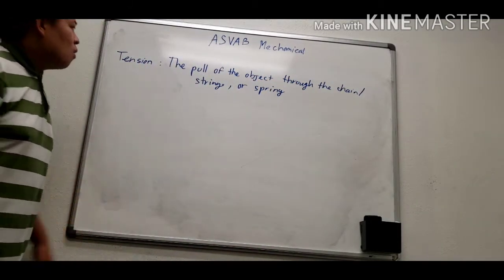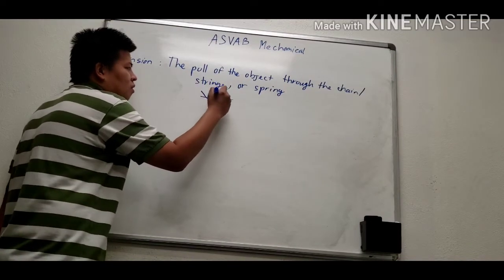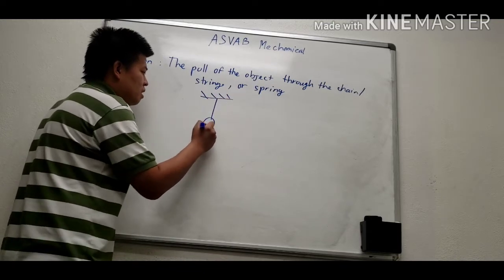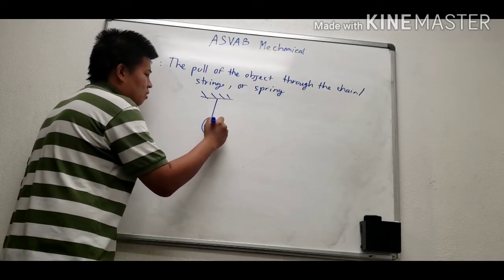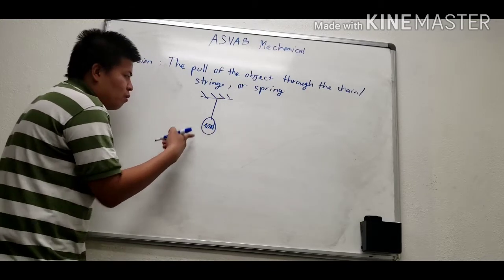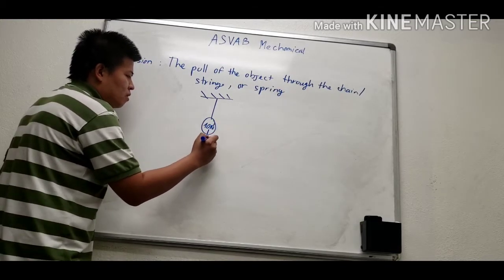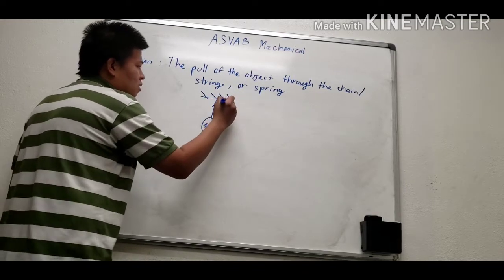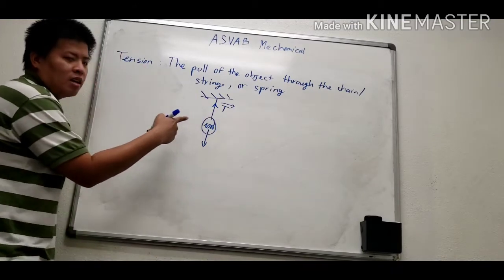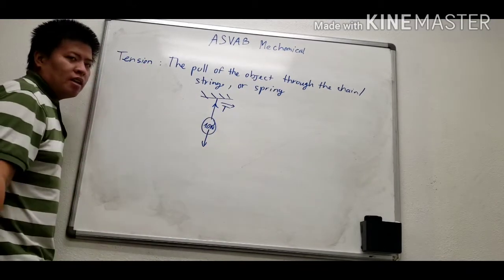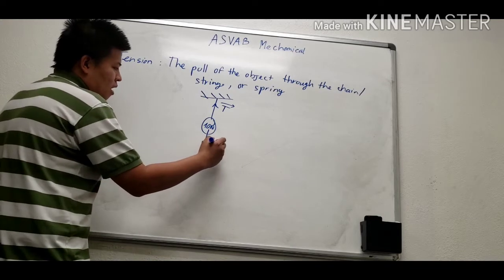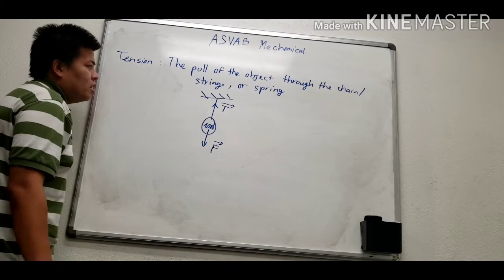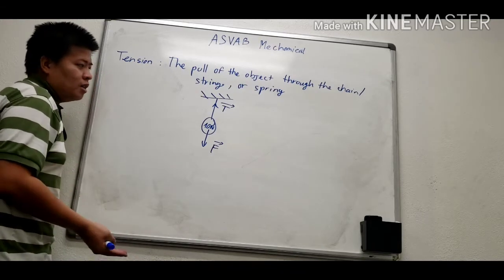For example, we have the ceiling, we have one object in here, 10 meters. We know that if we put the object like this, we have the gravity, but on the top one we have the tension. We call it capital T, the tension, and in here the gravity equals the tension of the string, or the chain, or the spring.